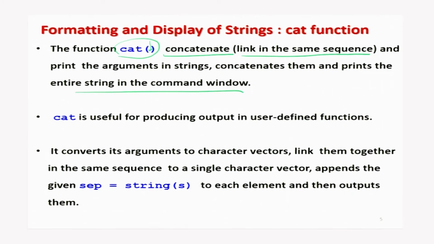Remember why I am emphasizing the command window, or printing in the command window: if somebody wants to print it on a printer, then this print is not really going to work. Cat is not really going to work. Print and cat are used only to print on the screen, on the command window, right?